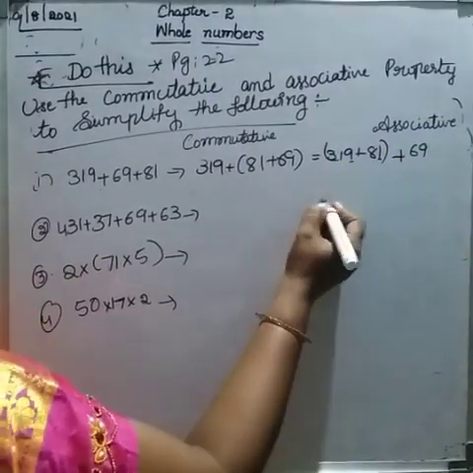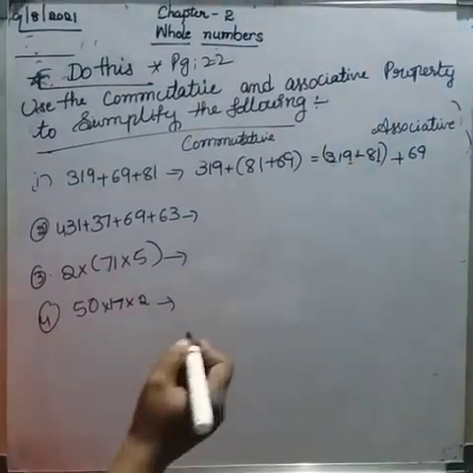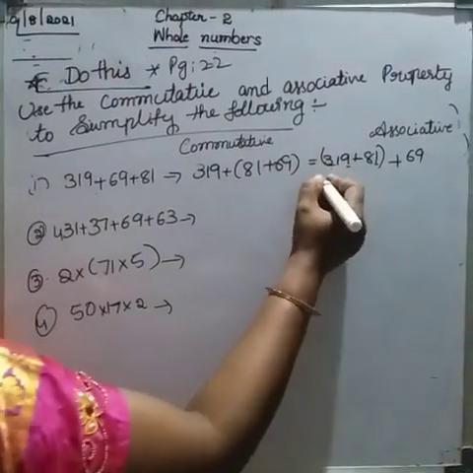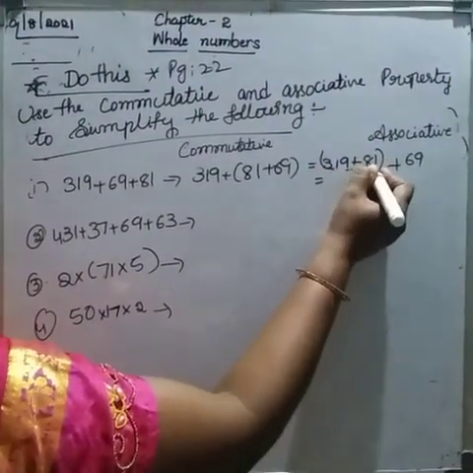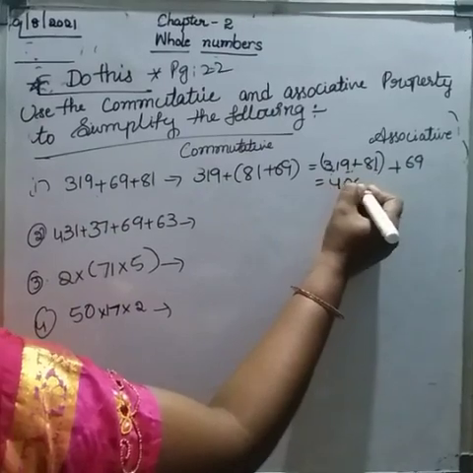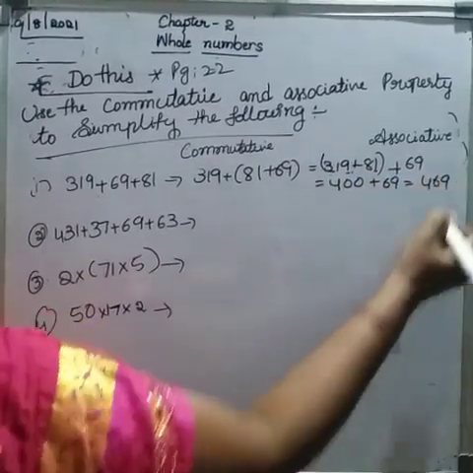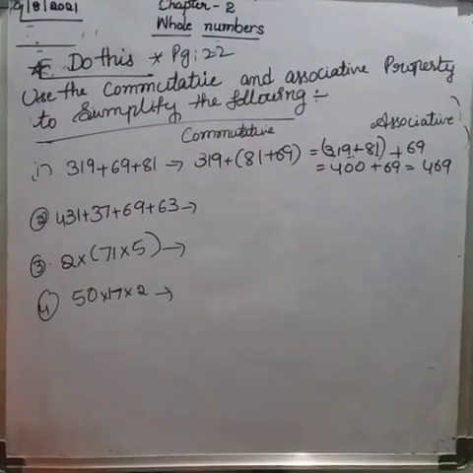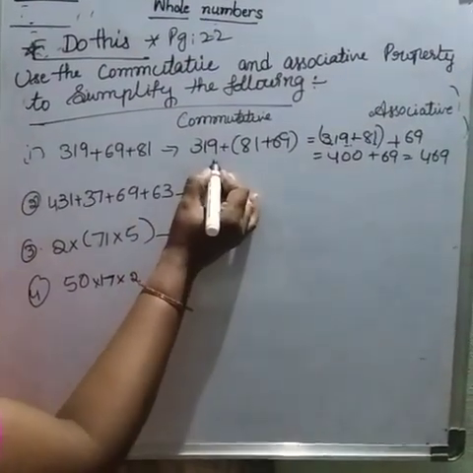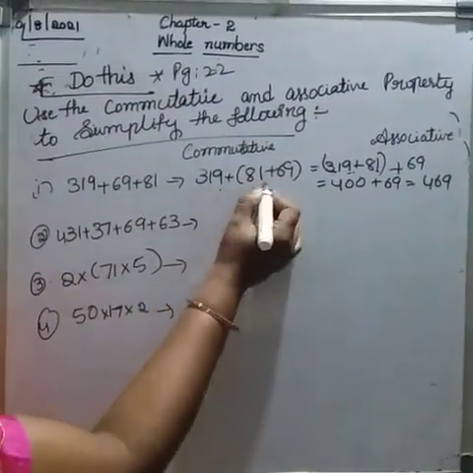8 plus 1 is 9, 10. 300 is a big number, no? That's why. Now 319 plus 81 is equal to 400, plus 69 is equal to 469, right? 400 plus 69. 319 plus 81 plus 69.